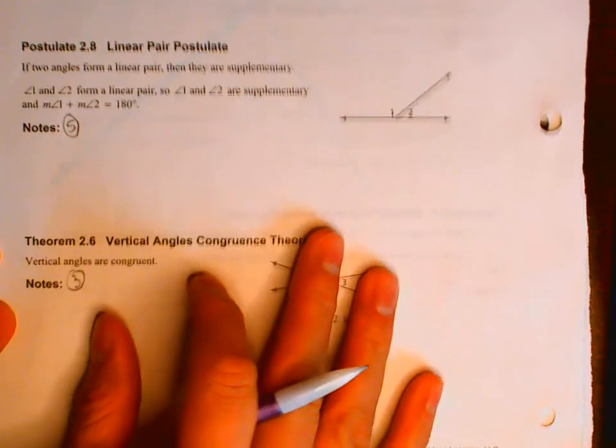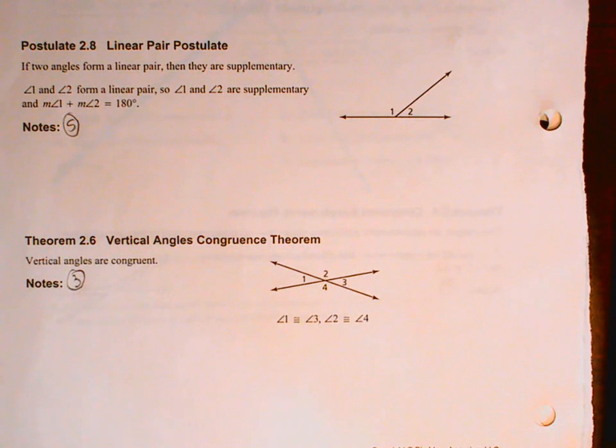The next one is: if two angles form a linear pair, then they are supplementary. Angle 1 and 2 form a linear pair, so angle 1 and 2 are supplementary, and therefore their angle sum is 180. When we're doing some of the proofs that we're going to look at today, we're going to be referencing the linear pair postulate.